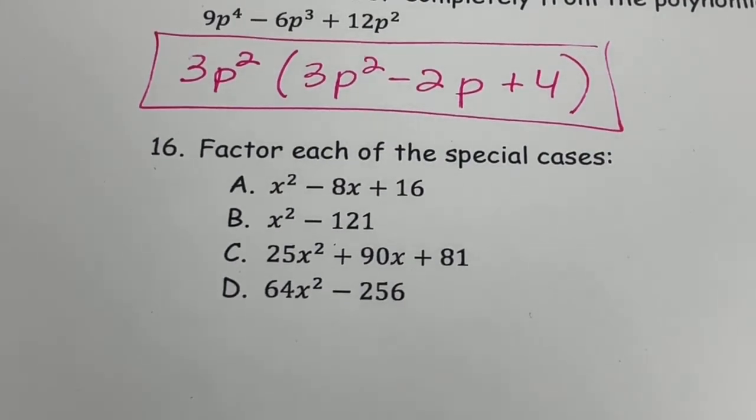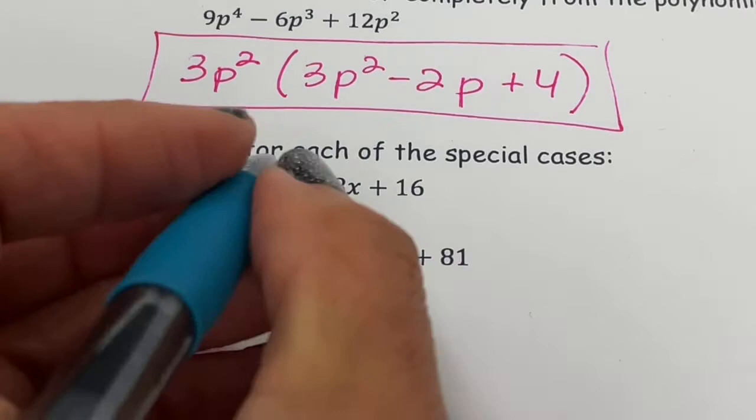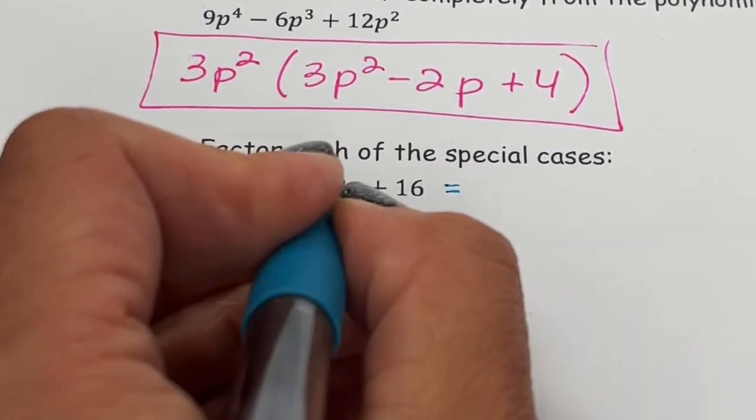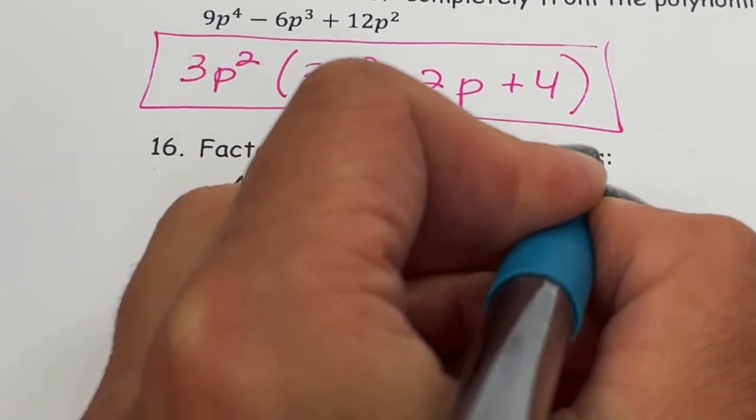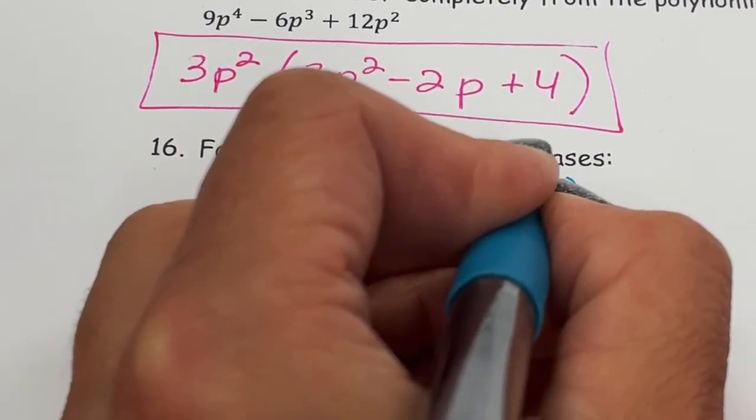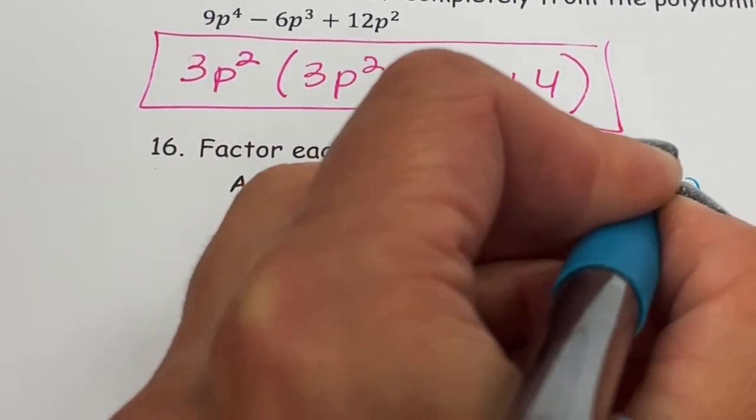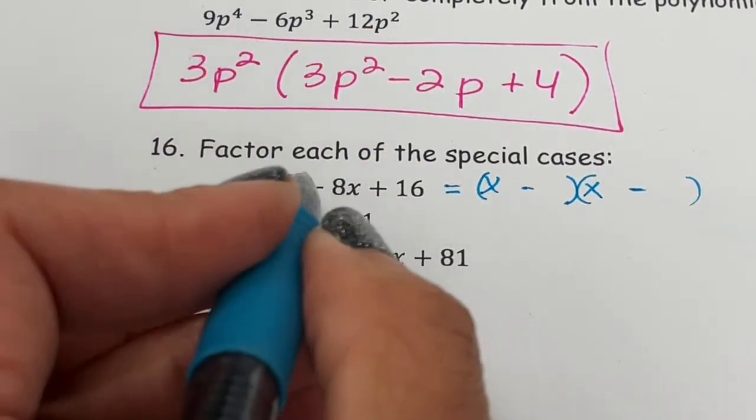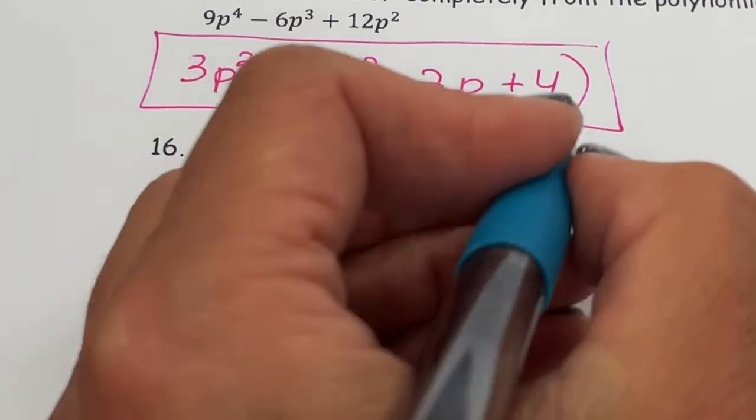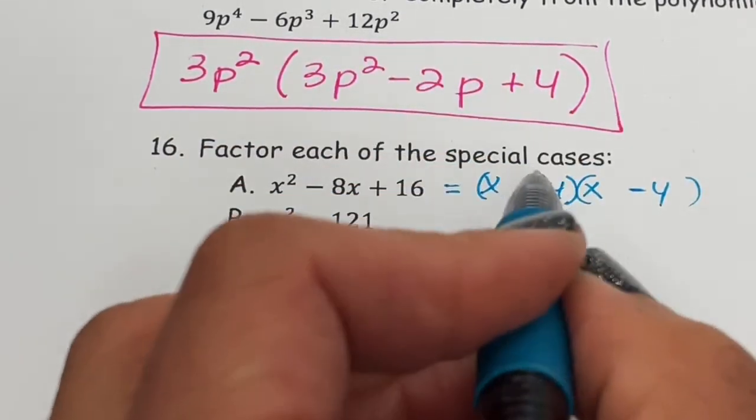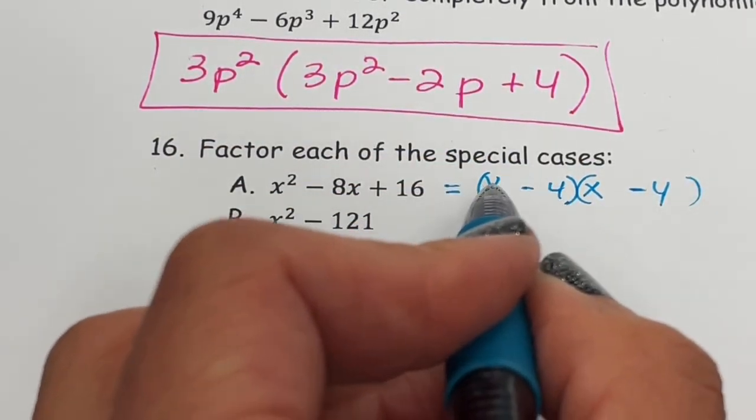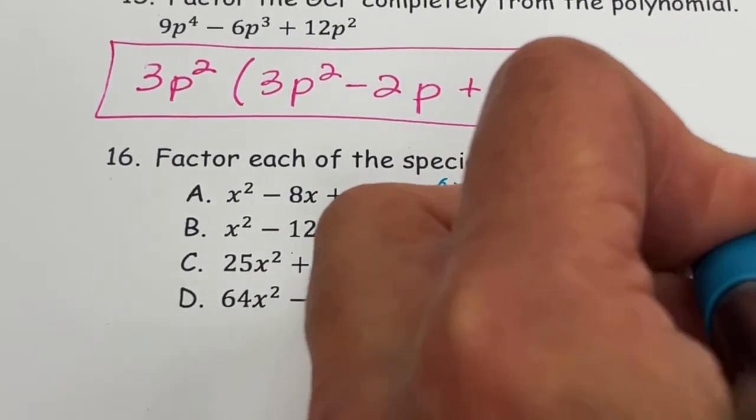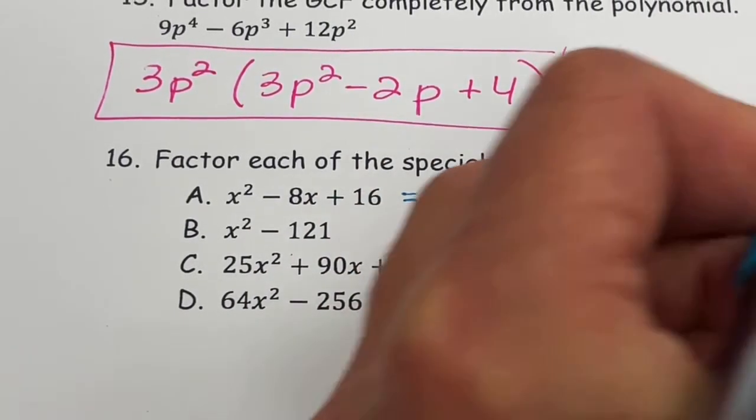Number 16, factor each of the special cases. This looks like a perfect square trinomial, but because it's a minus and then a plus, that means both factors are negative, or it's going to have a minus sign in the middle. X is in the front, and the square root of 16 is a 4, and when you double negative 4x, you get a negative 8x, so that works. And you could also write this as x minus 4 quantity squared.